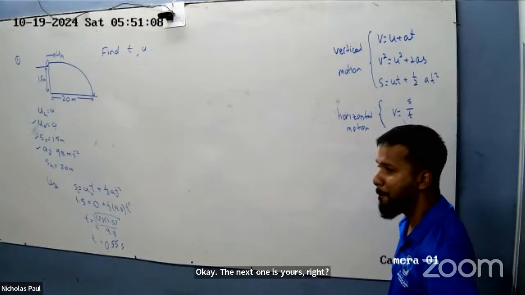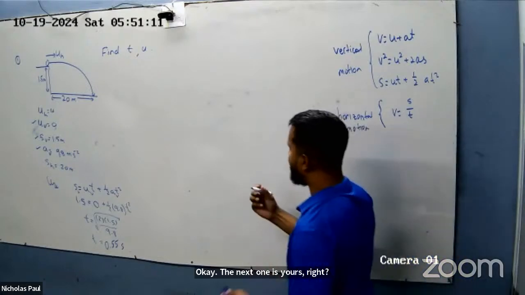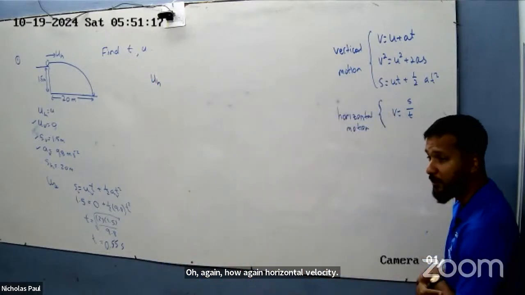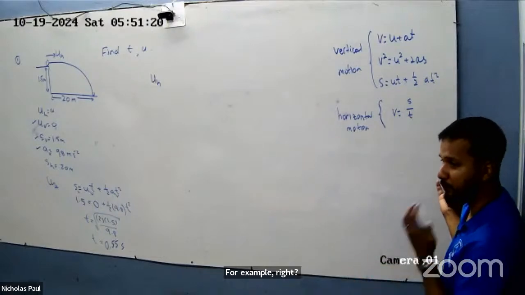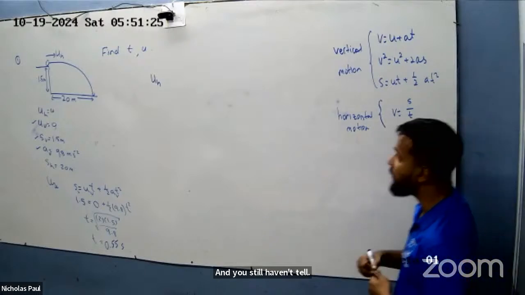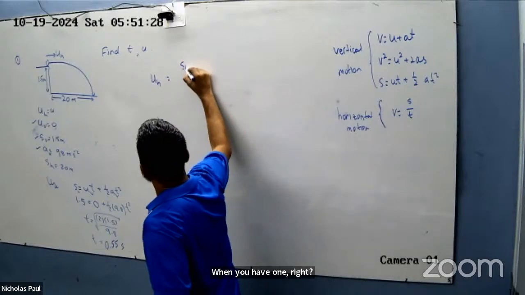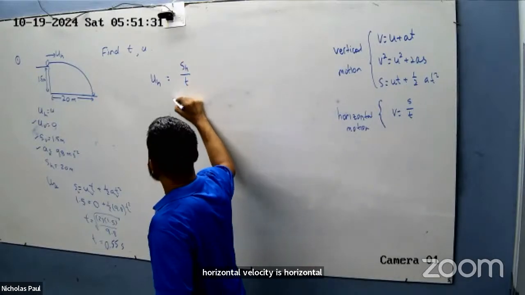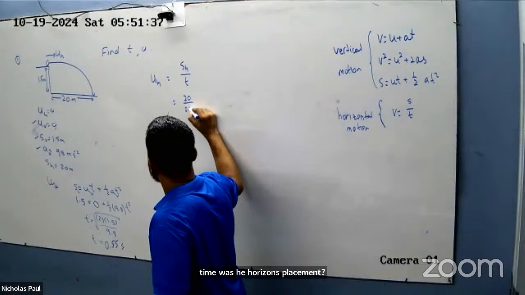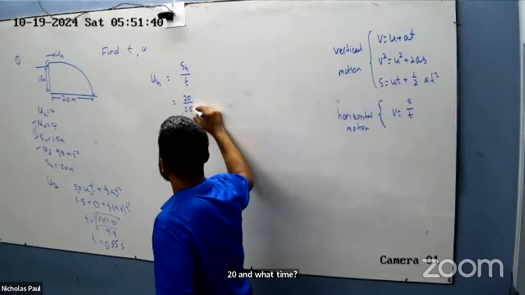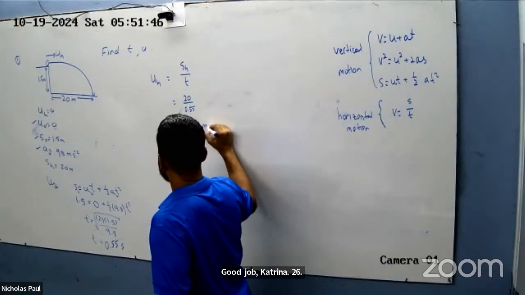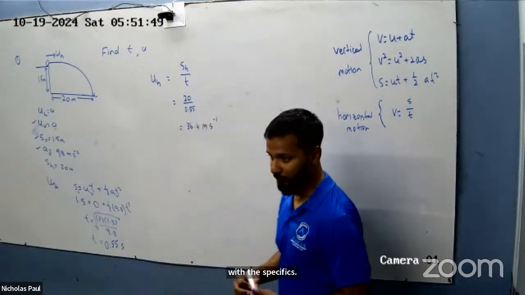How do you find the horizontal velocity? What are you going to use? Which equation can you use for the horizontal? You only have one, right? Horizontal velocity is horizontal displacement divided by time. What's the horizontal displacement? 20. And what's the time? 0.55. Right, good job, Katrina. 36.36 meters per second, 36.4 meters per second to three significant figures, right?